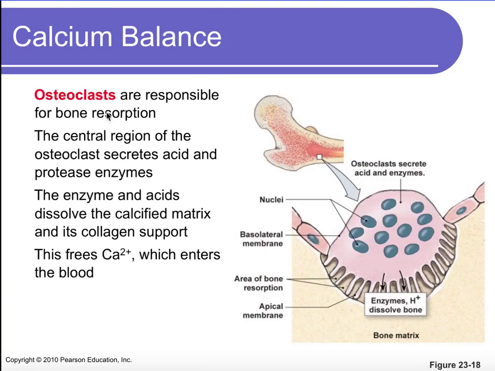Now, osteoclasts, again, are involved in the breaking down of our bone. So whenever we need to mobilize calcium from our bone, the osteoclast will release enzymes that will break down the calcium in the bone and release it into the blood.